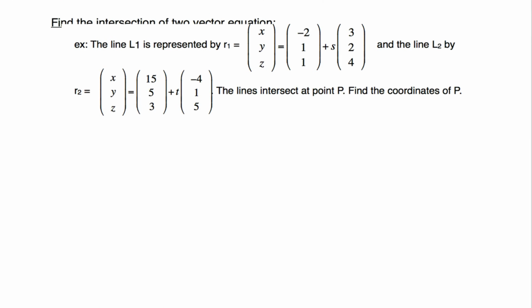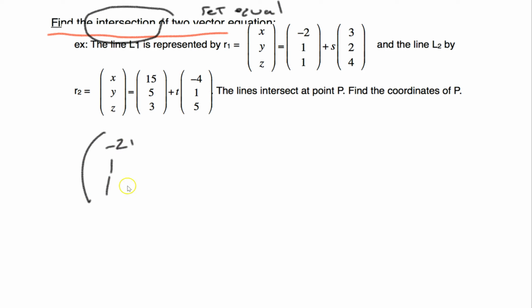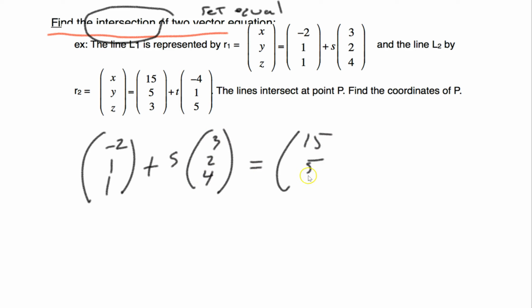Here, now it's kind of scratched out, but it says find the intersection of two vector equations. So I want to figure out where this thing and this thing cross. And this is actually a very big problem in IB. They like to ask this question. So when you want to find an intersection of anything, you do the same thing over and over again. You set them equal to each other. That's it. So I'm going to set this vector here plus s times (3, 2, 4) equal to this vector here, (15, 5, 3) plus t times (-4, 1, 5). That's how you always find stuff when they're intersecting. You set them equal to each other.